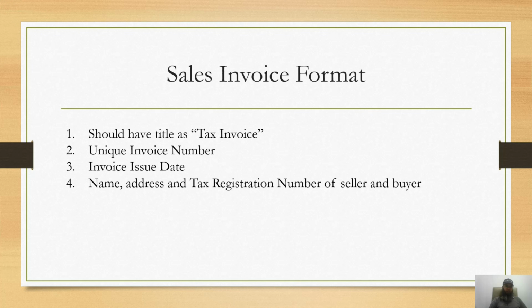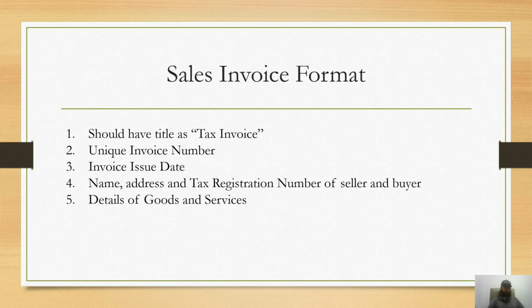After that, the name, address and tax registration number of the seller and the buyer. The tax registration number is very important, because in the market there may be a lot of businesses with the same name, but they will identify themselves with the tax registration number. So on the sales invoice, both the seller's and the buyer's tax registration numbers should be mentioned.